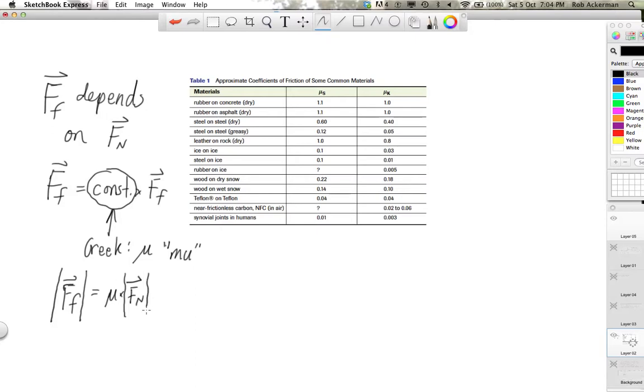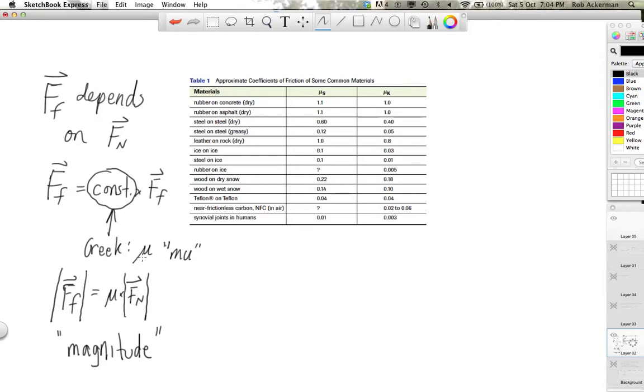These absolute value brackets mean magnitudes, so we don't actually talk about the direction of the friction force and the normal force. We're talking about the magnitude. If you're rubbing your hands together, the normal force points perpendicular to the palms of your hands, but the friction force would be running along your hands, parallel to the palm of your hands. So once again, it's not the direction in here, it's the magnitude that we care about.